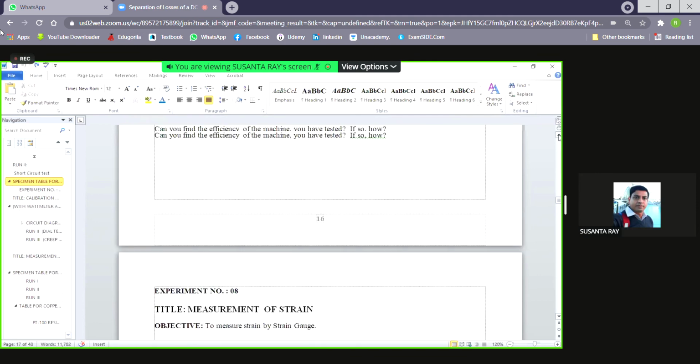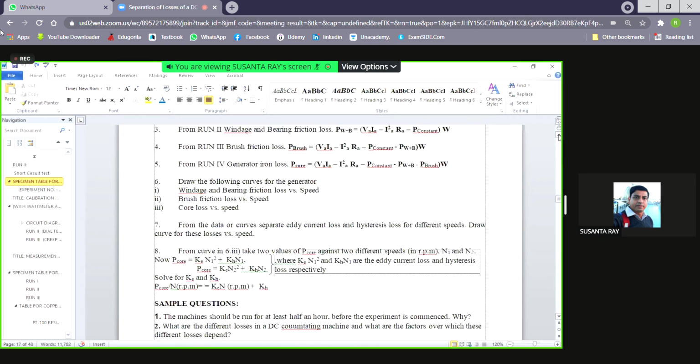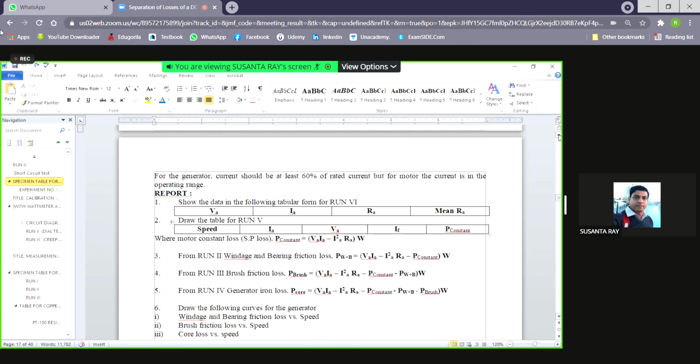The report part has the calculations. You have to do all these calculations. Okay, so the data in the following tabular format for run 4. I said you will start with run 4 first. Okay, run 4, then run 3, then run 2, then run 5. So this is the order.